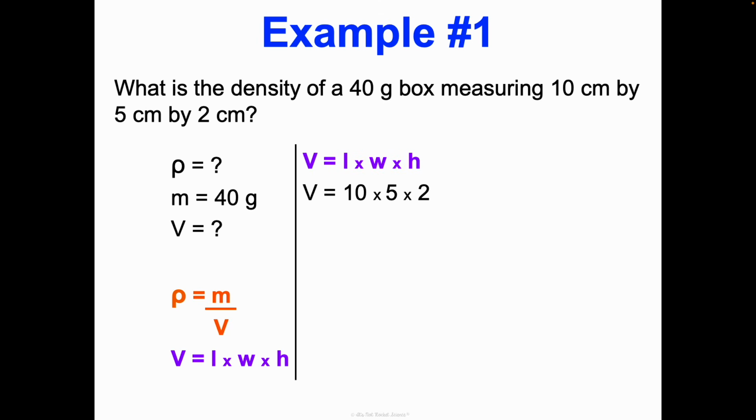So that's 10 times 5 times 2. You punch that in your calculator and you get 100 centimeters cubed. Okay, remember this is centimeter times centimeter times centimeter. That's where the centimeter cube comes from. But R, again, we reflect.